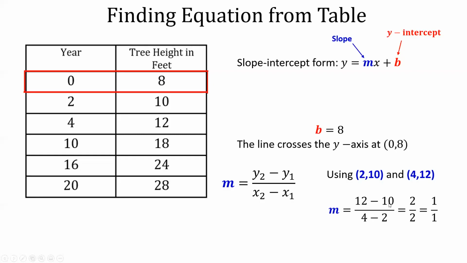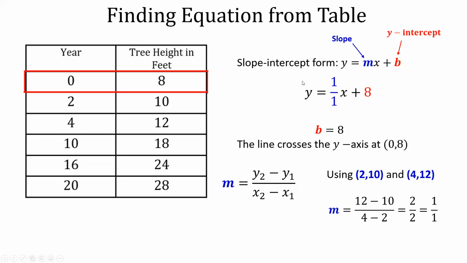When I do the math, 12 take away 10 is 2. 4 take away 2 is 2. And 2 over 2, I can simplify that. I can divide both of those by 2, and I get 1 over 1. So my slope is simply 1 over 1. So my final answer, my final equation, will be y equals 1 over 1x plus 8.